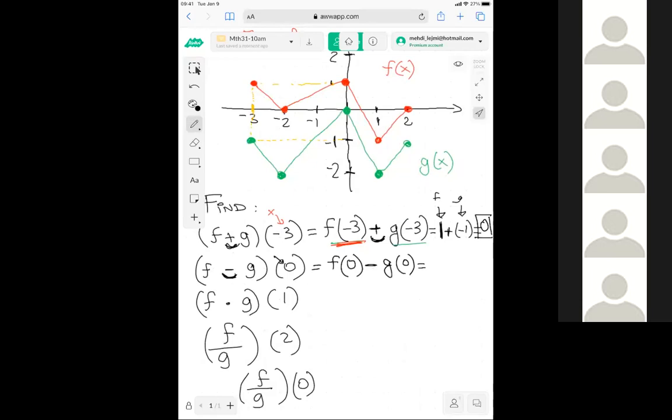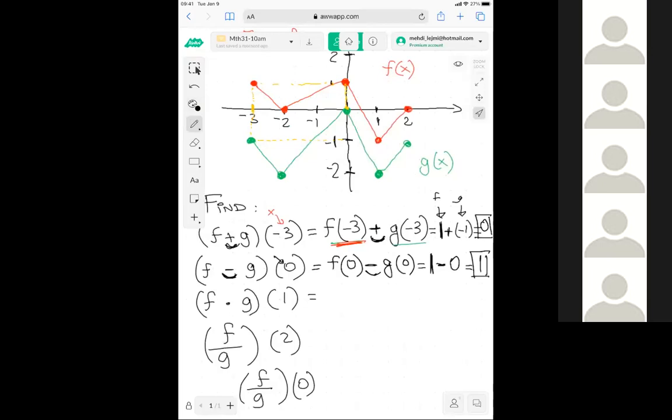Now, f of zero: here's zero, and f is the red graph, so f of zero is positive one. Then minus, and then g of zero. Here's zero again, but g is the green graph. It's the origin, so g of zero is just zero. So it's one minus zero, and the answer is positive one. Is there any question, guys, how I got these values, the zero and one? Nope, okay.